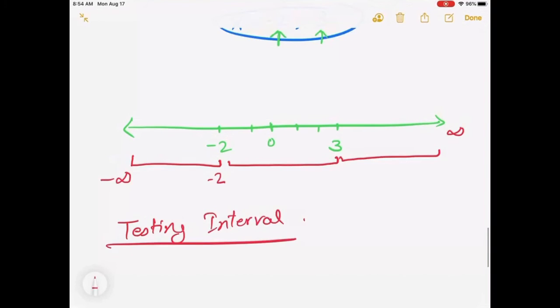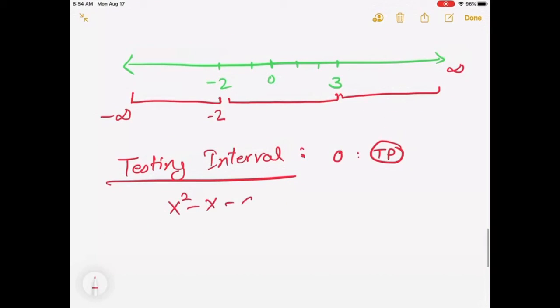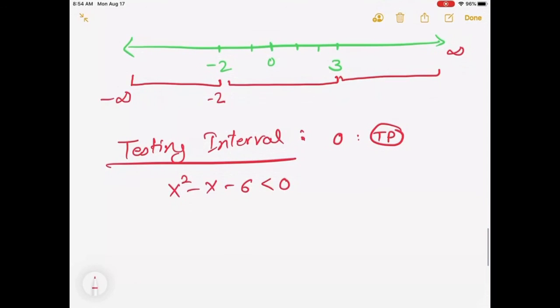How do we test? Okay, so basically I'll show you a shortcut, but let me actually show you a long way first. You have to take a testing point from each interval, plug it into the inequality, and see which one works. I'm going to start off with the easiest one. I know 0 is the easiest one. 0 as my testing point. So I'm going to take it to my original inequality, which is x squared minus x minus 6 is less than 0. Let's plug in 0. If I plug 0 in here, 0 and minus 6 less than 0. So negative 6 is less than 0. Is that true? Yep, it is true. A negative number is always less than a positive number. So that is my answer here.